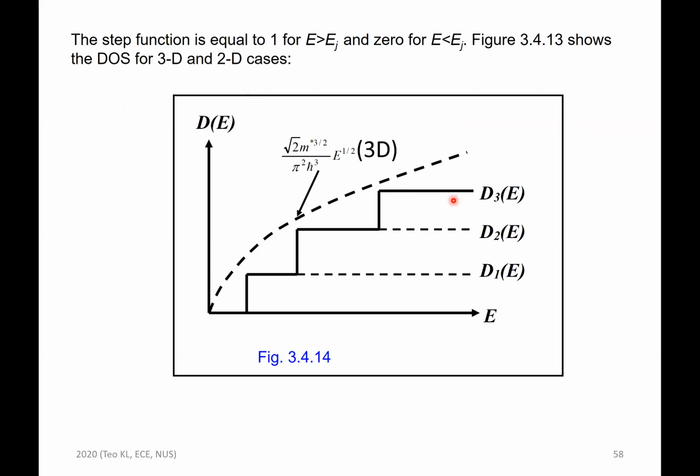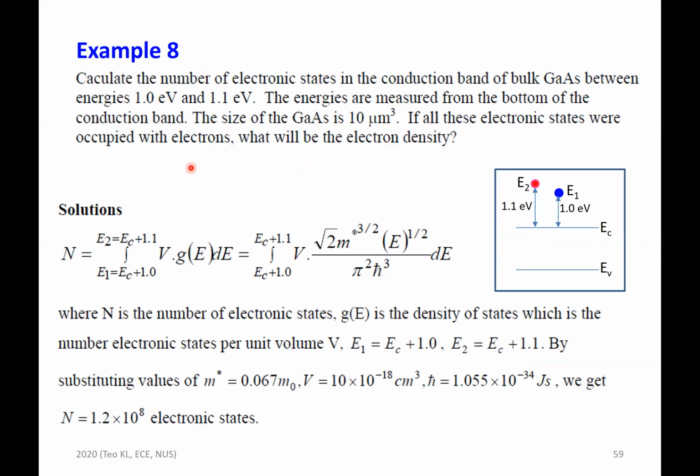2D case, step function. The density of states will be measured in terms of m star over pi h bar squared, then 2m star over pi h bar squared, and 3m star over pi h bar squared. Okay, step function.